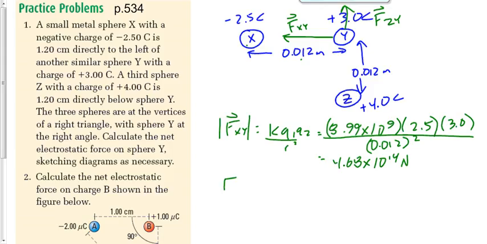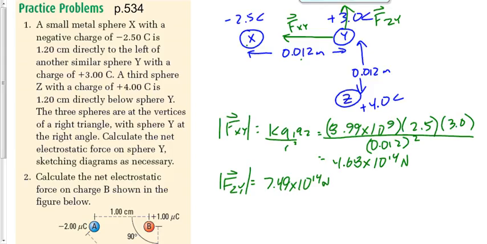All right, let's find Fzy. It's kQ1Q3 over r squared. Distance is the same. What's the value of Fzy? It's going to be slightly bigger. Okay, same thing, just a slightly different number for charge Z as opposed to charge X.